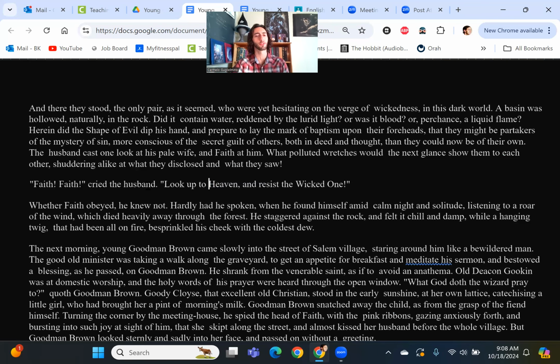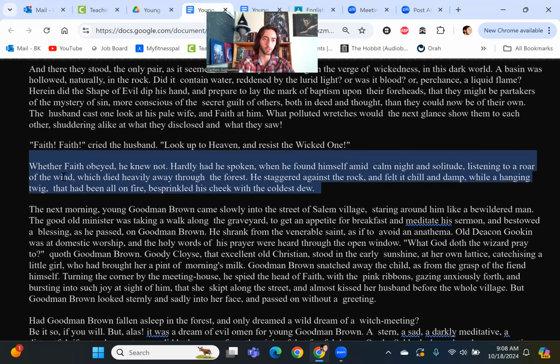He says, "Faith, Faith," cried the husband, "look up to heaven and resist the wicked one." Okay, resist, don't do this. And then what do we get? We get this passage. "Whether Faith obeyed, he knew not.